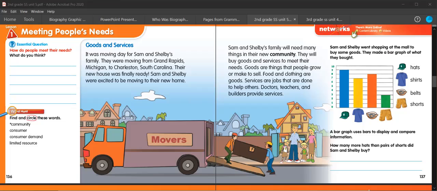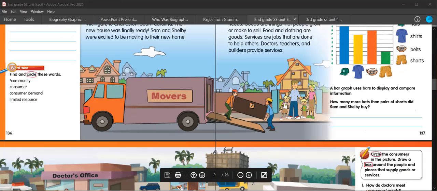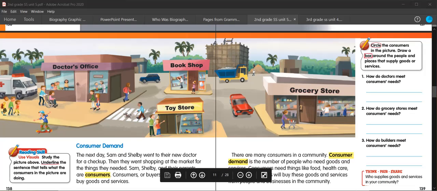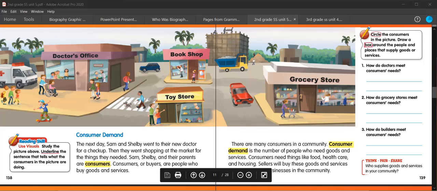So you're going to go ahead, pause the video for a moment to put your answer down there. Make sure you circled these different words from the word hunt on this page. And then we're going to move on to the next page. Now on our next page, we're going to be reading about consumer demand. So let's go ahead and listen to our reading.